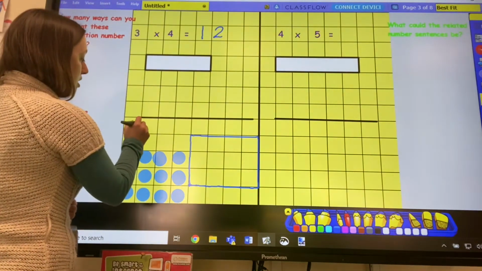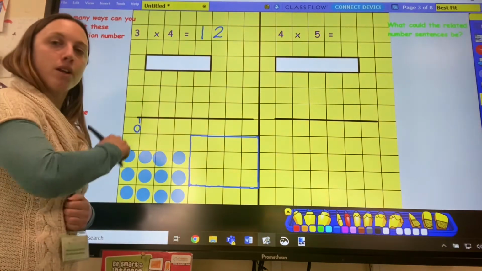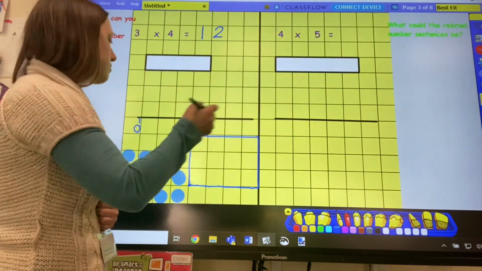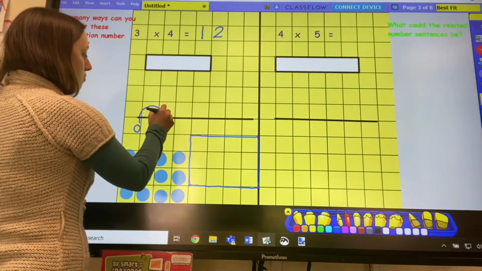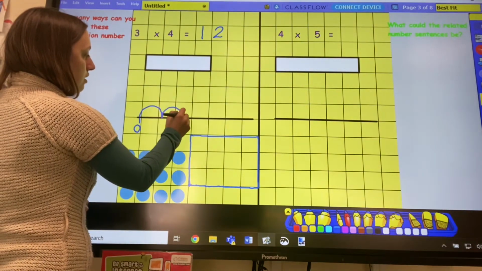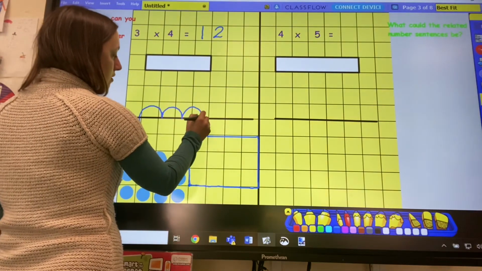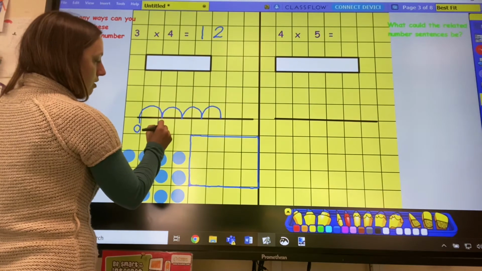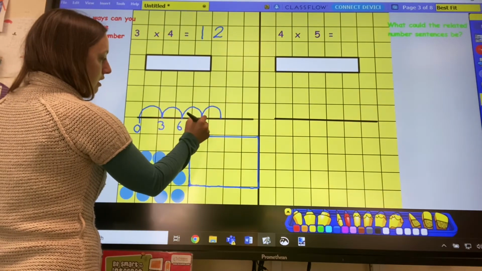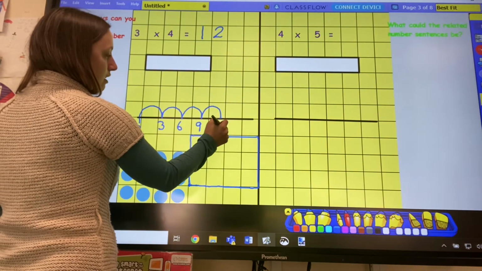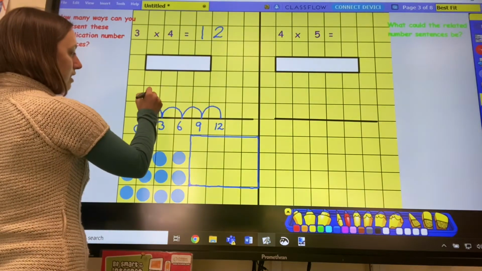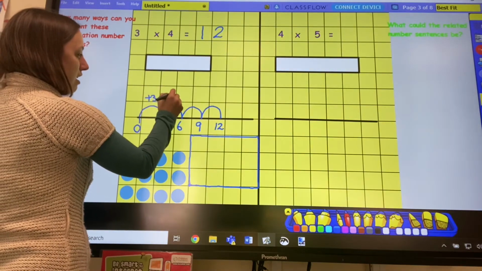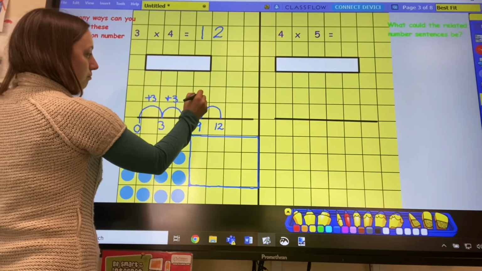Okay, I can also use a number line. Now, whenever we use number lines, we always start at 0, but we're going to jump in equal groups. So, 1 jump of 3, 2 jumps of 3, 3 jumps of 3, 4 jumps of 3, and I'm going to count along. So I've got 3, 6, 9, 12, and I've added my 3 each time.